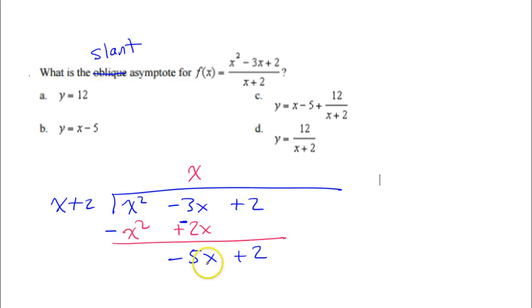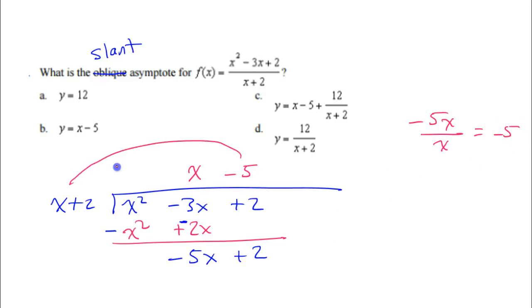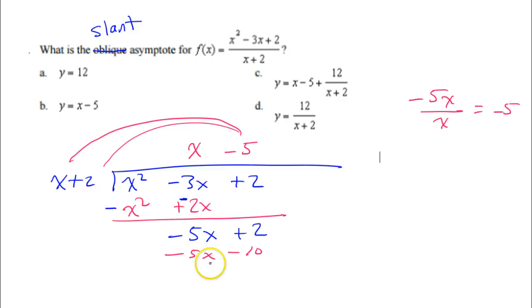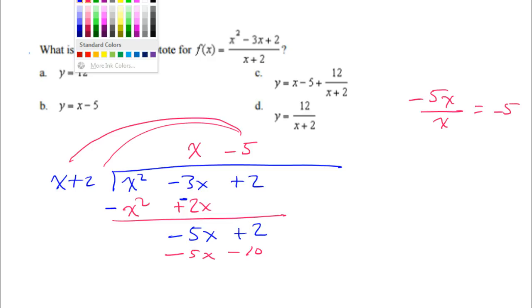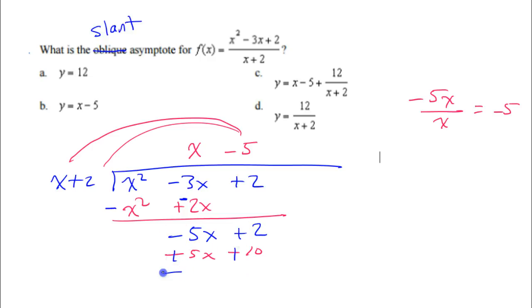Alright, so we're going to take this one and divide it by this first term. So that's going to be negative 5. So that's what comes up here now. And then you take the negative 5 and you distribute and you multiply. So you're going to get negative 5x minus 10. You would subtract by changing the signs. So that's going to give you a remainder of 12.